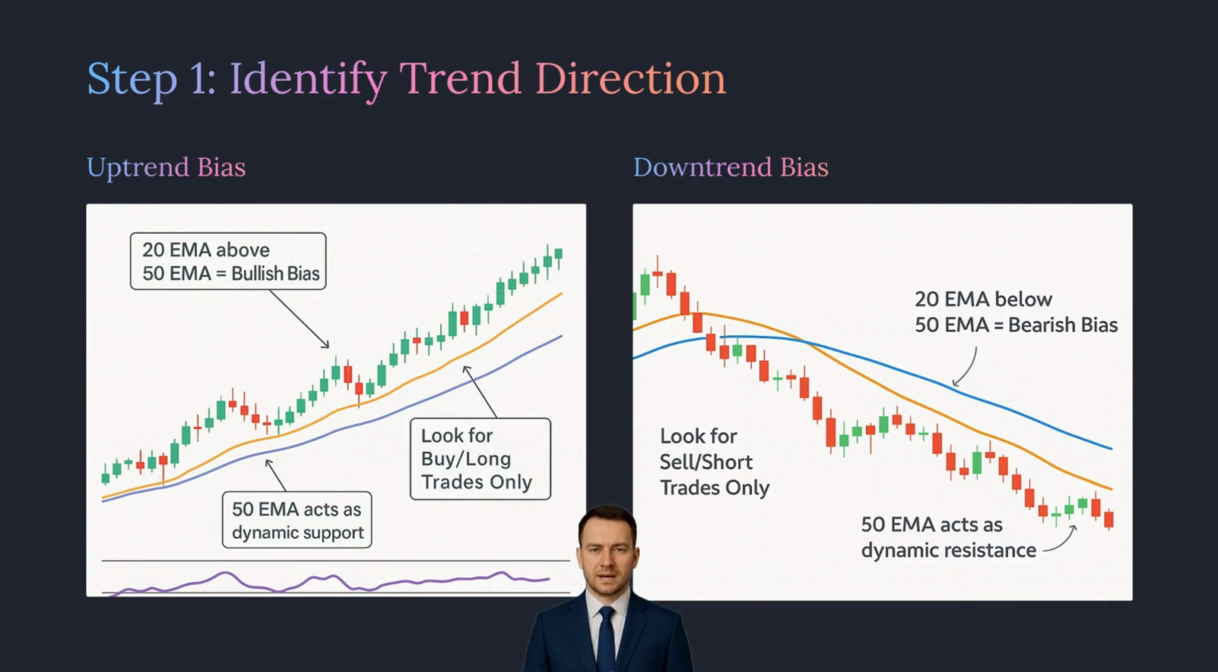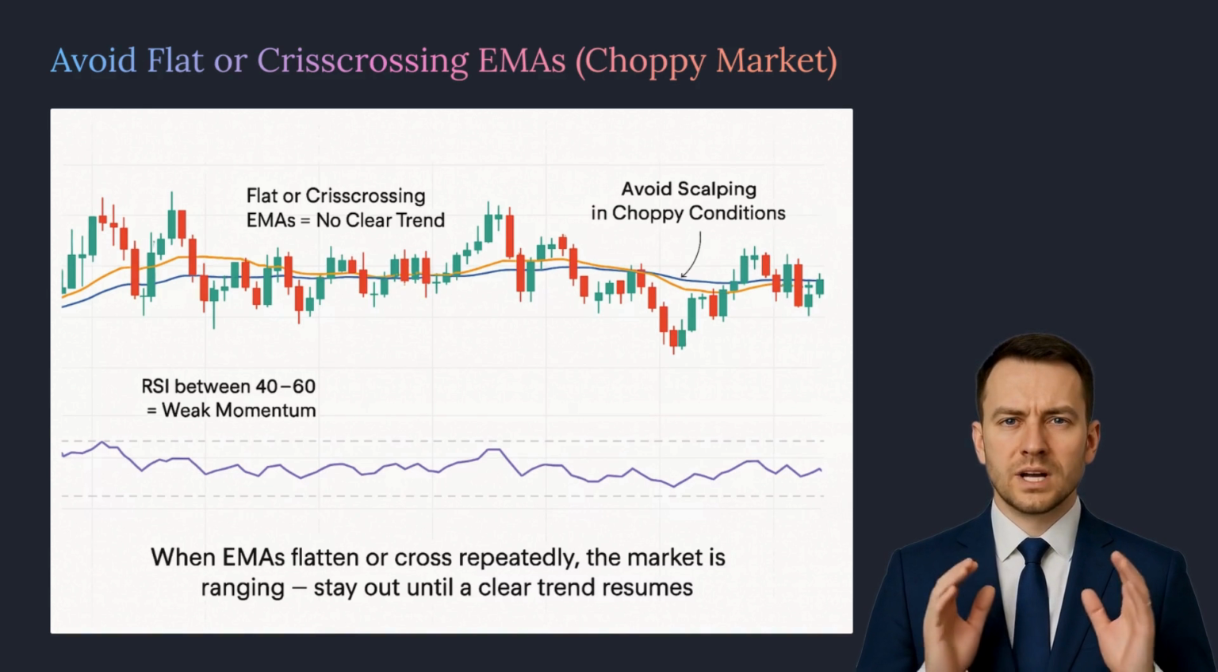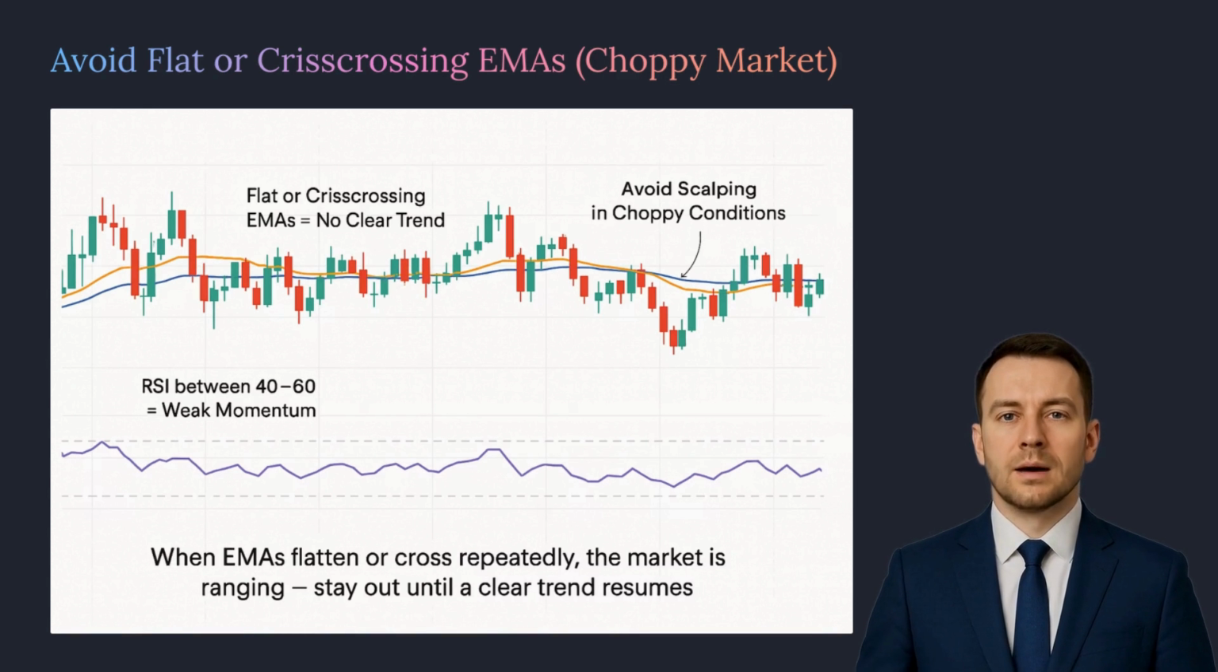The 50 EMA will often act as resistance in a downtrend. Ensure price isn't significantly above the 50 exponential moving average. If it is, the trend bias might be weakening. If the EMAs are crisscrossing or nearly flat, twisting around each other, it means no clear trend. The market is likely ranging or choppy. In that case, do not trade.